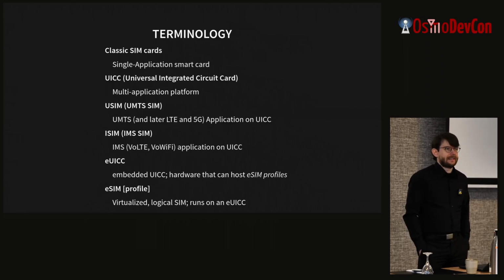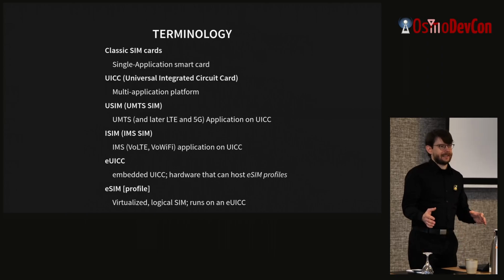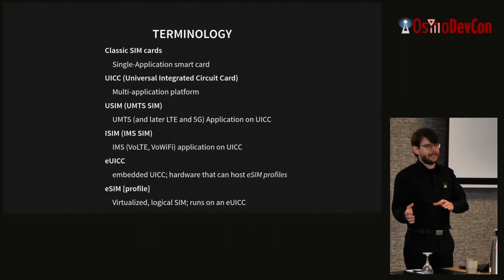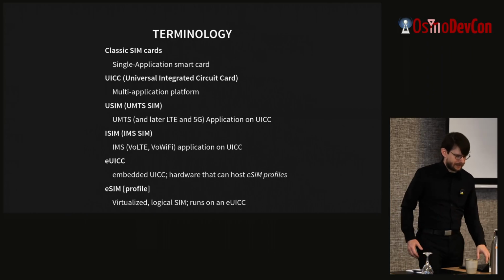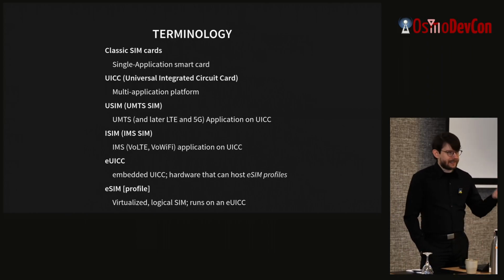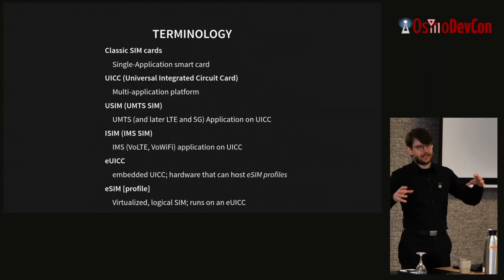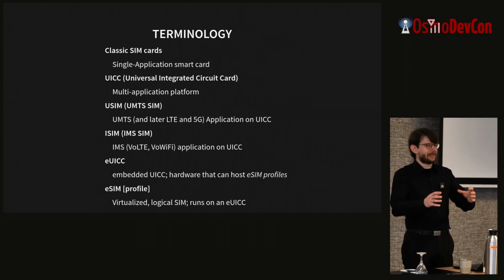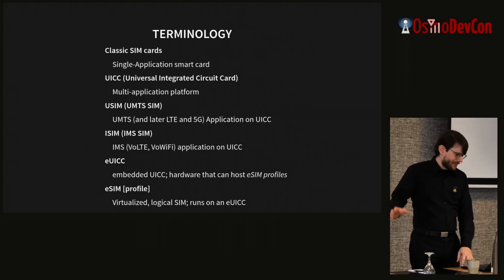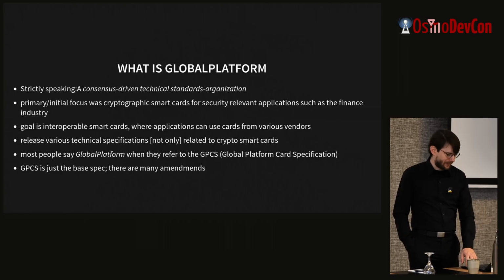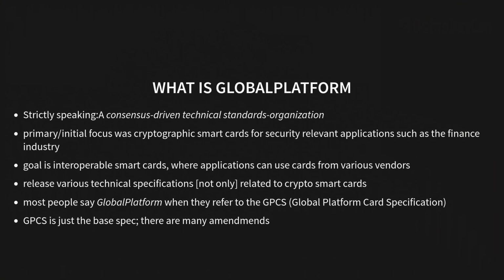An eUICC is an embedded UICC. In the specific meaning this term has received in the eSIM universe, it is the physical chip that can host virtualized SIM cards, which are called eSIM profiles. So first we go from single to multi-application smart card, and then we have virtualized smart card applications inside a physical chip. That's the evolution. When I talk about the physical device, I'm always talking about the eUICC. And when I say eSIM or eSIM profile, I'm talking about the virtual logical function of a subscriber identity module that gets installed on this physical chip. Some other people use the terminology differently, but I find it highly confusing to say eSIM for the physical device, because it is then ambiguous what eSIM means in this context.